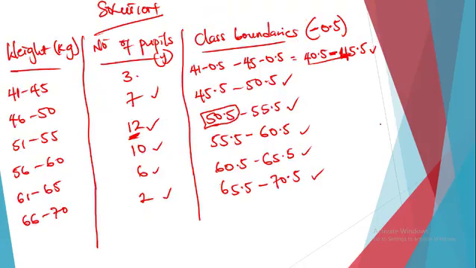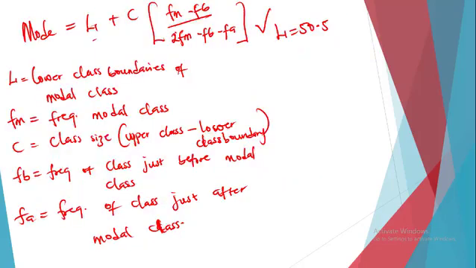Okay, we'll come back. We talk of our C. Our C is class size, which is upper class minus lower class boundary. So we have 55.5 minus what? 50.5. Our C is equal to 55.5 minus 50.5, and that will give us 5. We've gotten the value of C.